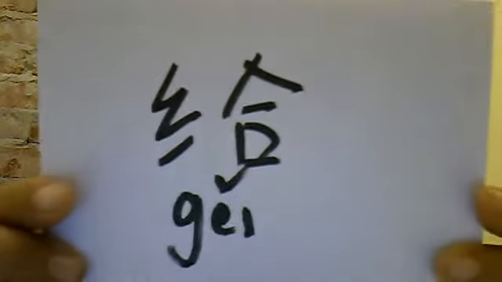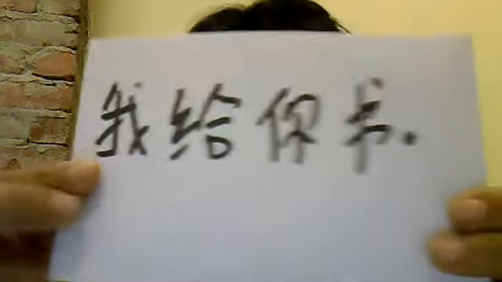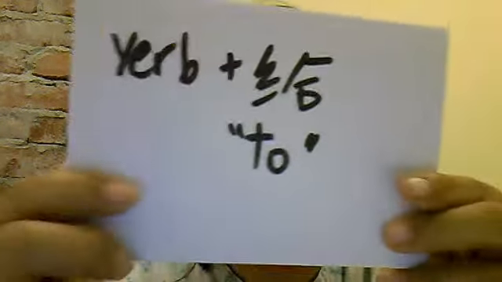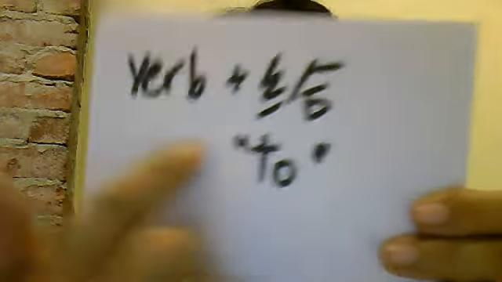Now the next character is 给, G-E-I, third tone. And 给 means give, just the way you use it in English, like I give you something. 我给你书, I give you books. But it can also mean to when you add it with a verb. So verb plus 给 is like give to the teacher, return to the library, bring to somebody.